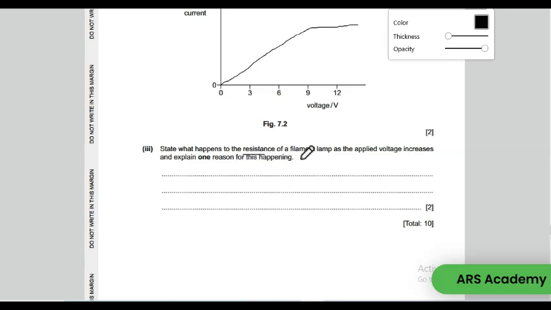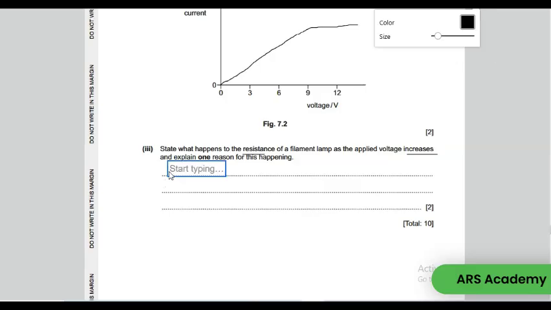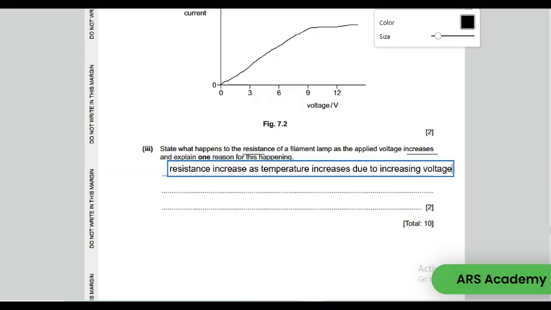Part 3. State what happens to the resistance of a filament lamp as the applied voltage increases and explain one reason for this happening. So the resistance will increase, and this is because the increasing voltage leads to increasing temperature in the circuit. And the particles will vibrate more vigorously, which will impede electron flow.